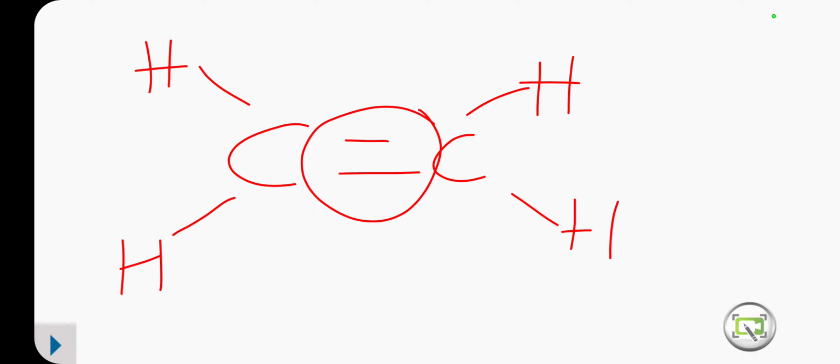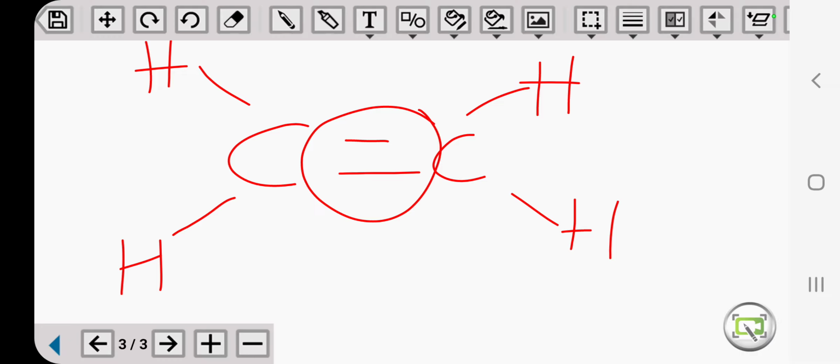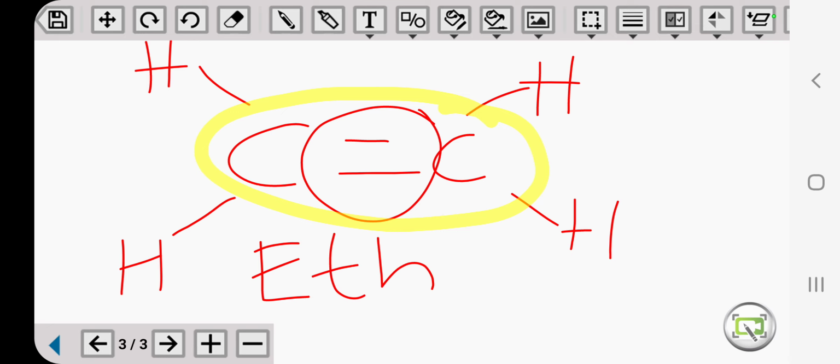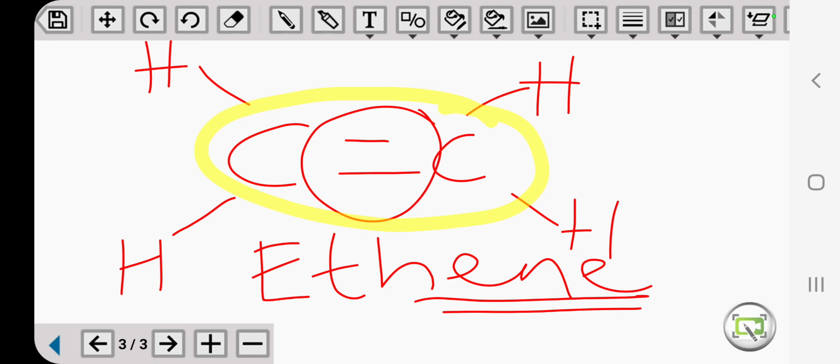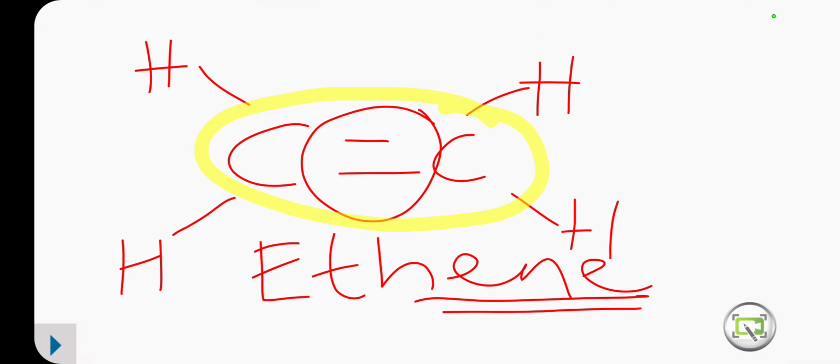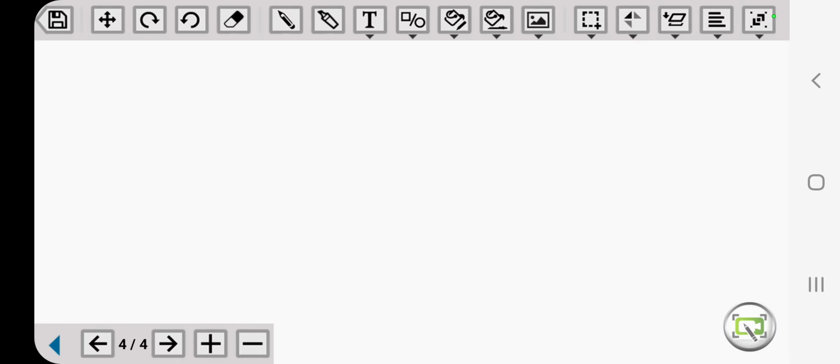Let's go and name this one. First of all, we have to circle our longest carbon chain. It has 2 carbons. Therefore, it will start off with a prefix of eth. Alright, and because it is a double bond, it is an alkene, it will end with ene. Now, this little guy is called ethene. It also has a common name, which is ethylene. All right, let's do another one.